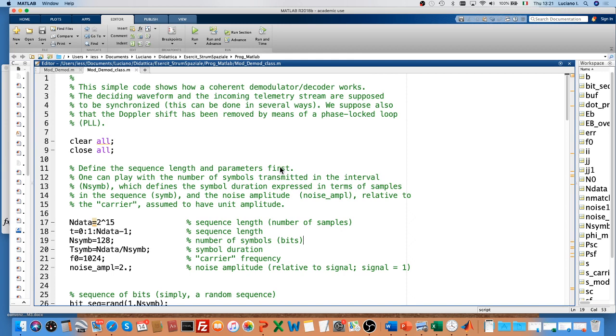So, since we have a large energy per bit, we can try to increase the number of bits, increase the bit rate. And therefore, instead of transmitting 128 symbols, we can try with 256 and see what happens. Okay, let us run.